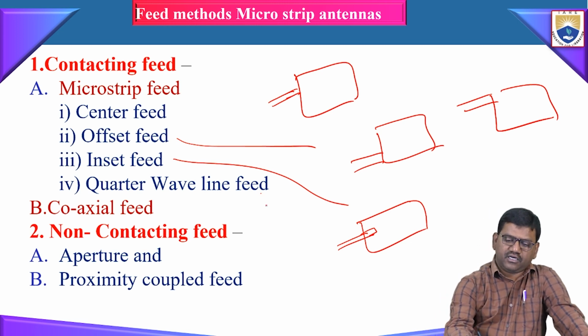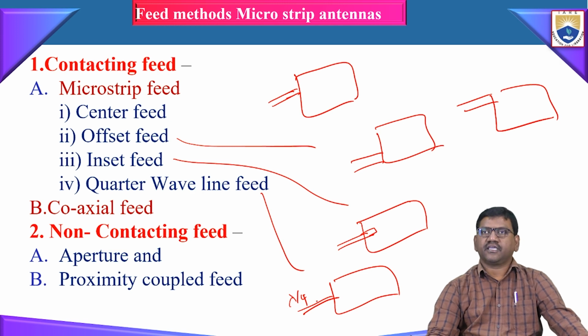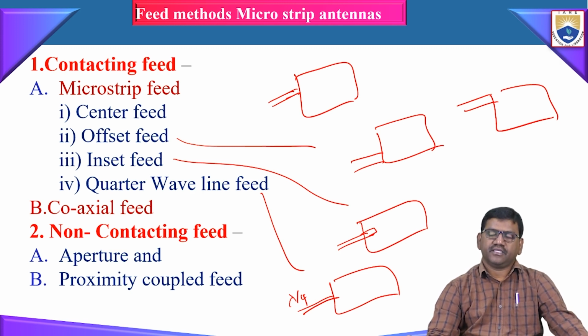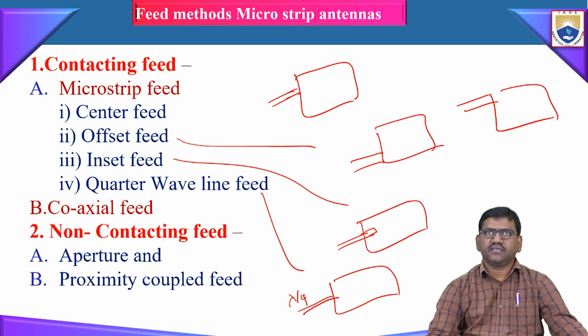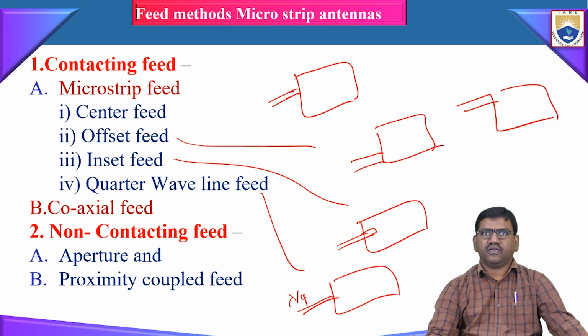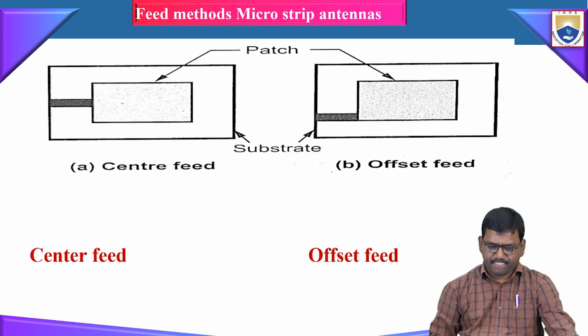And here, the quarter wave feed line. For quarter wave feed line, the transmission line is taken as a lambda by 4 line. Lambda by 4 transmission line is given as input to the patch. The transmission line taken is designed as a lambda by 4 line to the patch antenna. So center feed, offset feed, inset feed, and quarter wave line feed are the techniques where we give the RF power directly to the patch antenna. In non-contacting feed, we are going to use the aperture and proximity coupled feed systems.